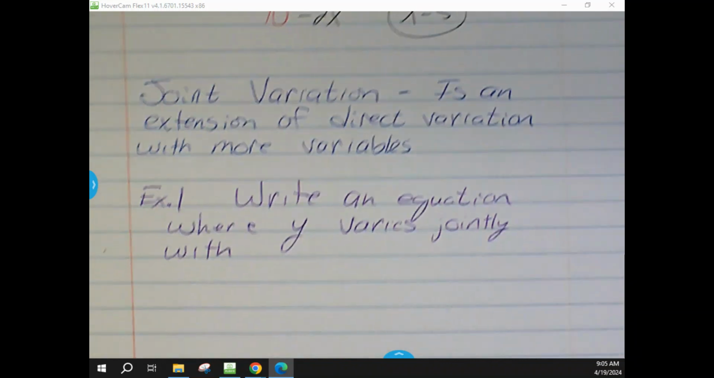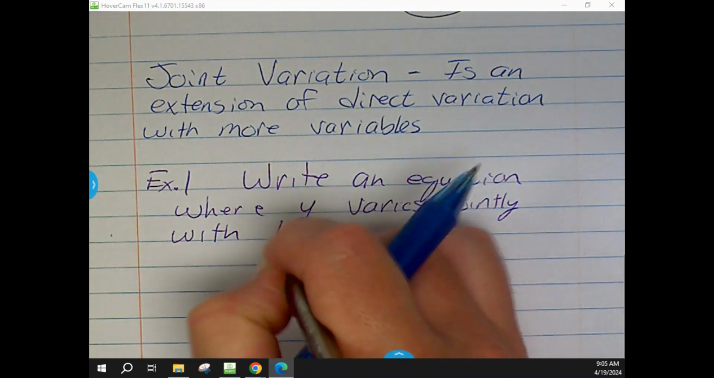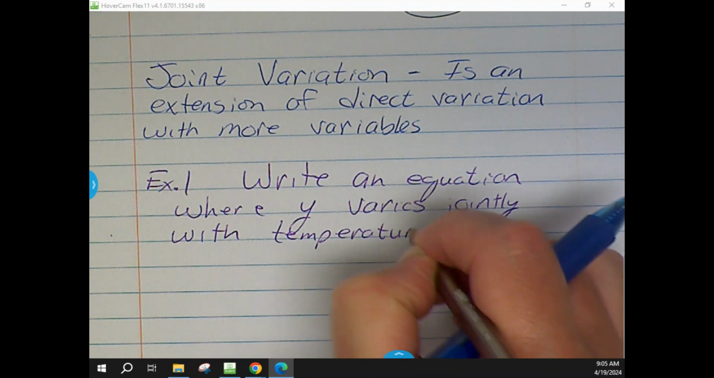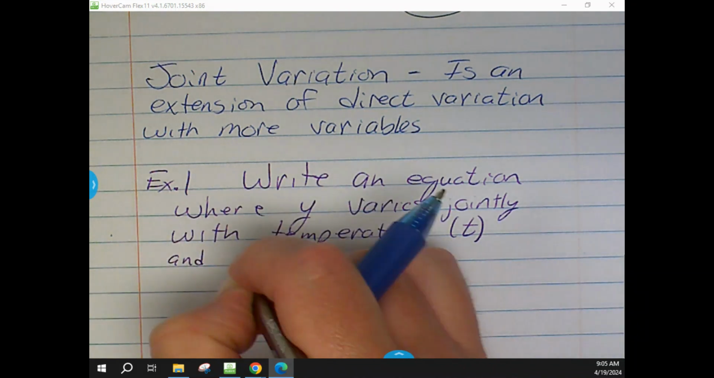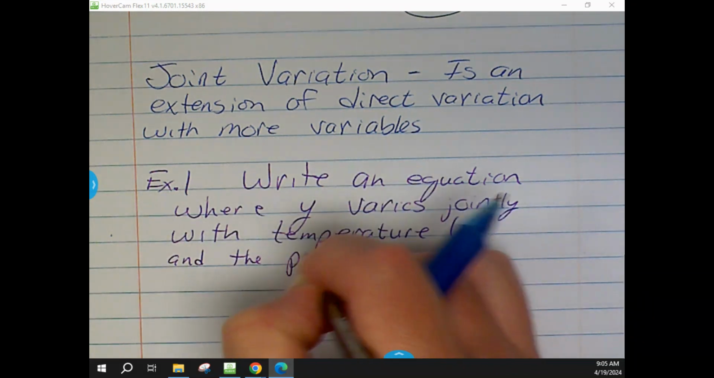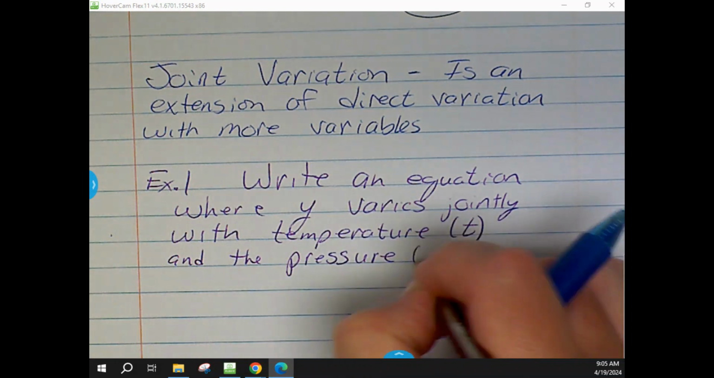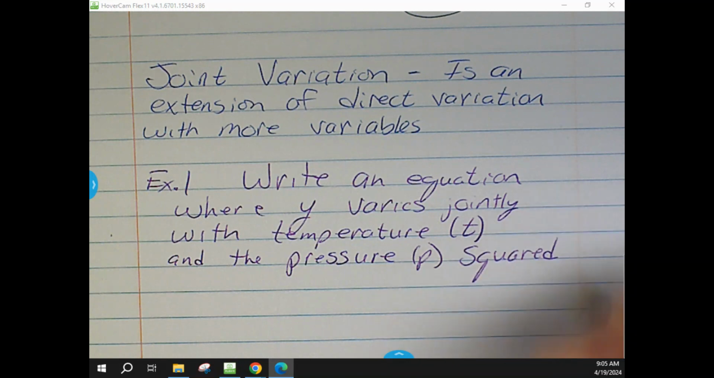Okay, so for this example, we'll do something like this. We're going to write an equation where y varies jointly with the temperature, which is T, and the pressure, which we'll call P squared.